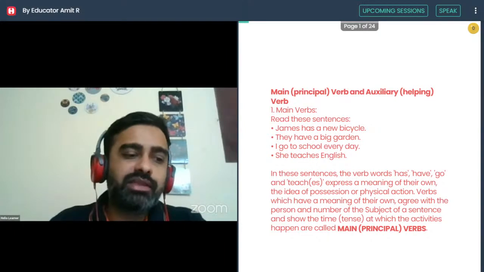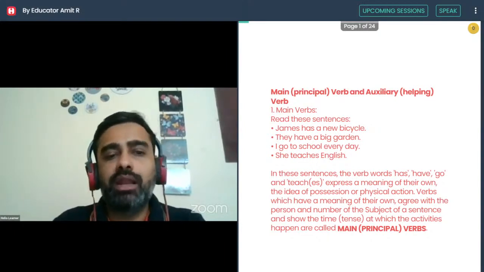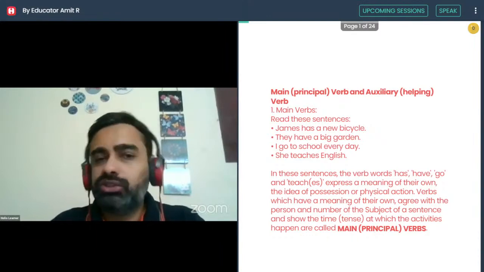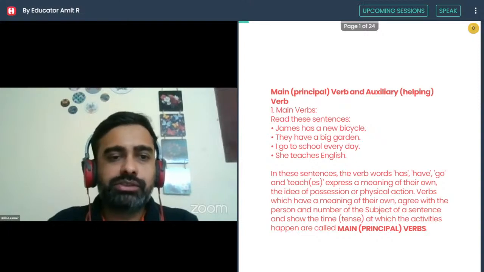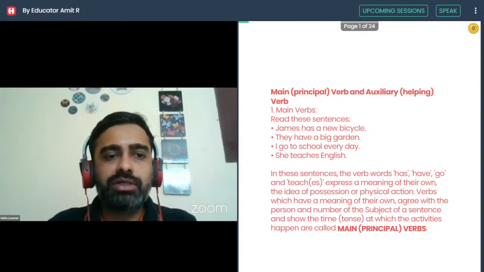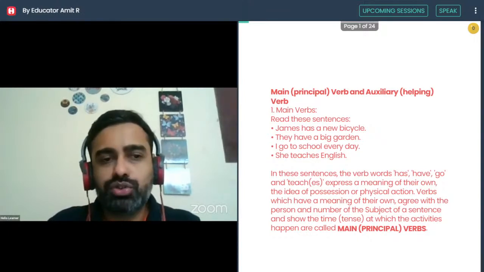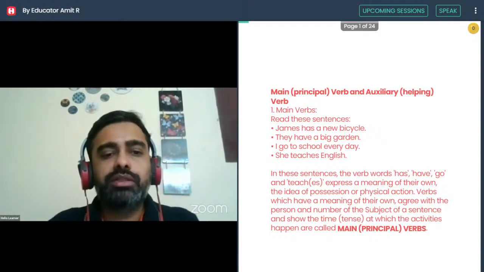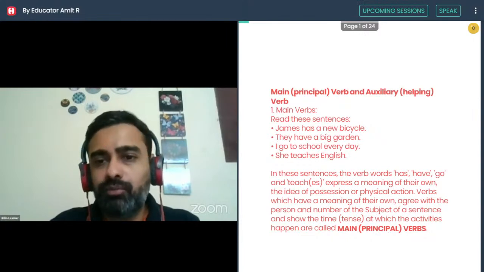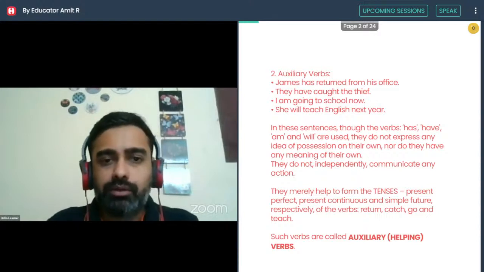The main verbs, the thing is that they can stand alone, okay, or they can be used with a helping verb, which is called an auxiliary verb, which is what we discuss next. Yes, that is correct. So this slide explains everything about the main verbs. The sentences: James has a new bike, I have a big garden. Possession, the first two sentences. I go to school every day. Action. She teaches English. Again, action. So here, these are the main verbs because these are the principal words that show what is the action. That's why. All right.